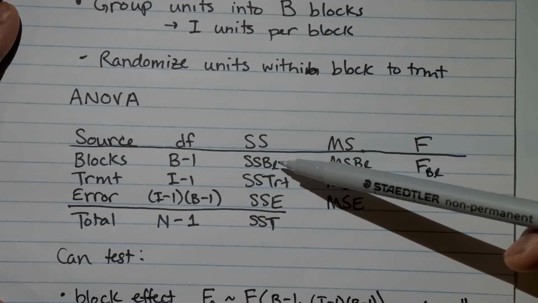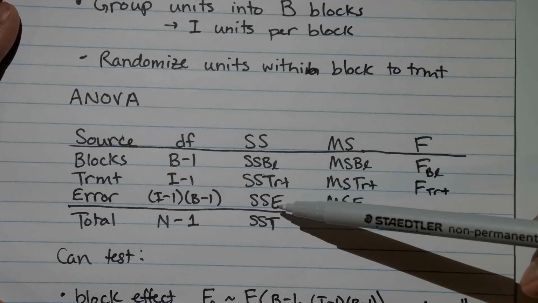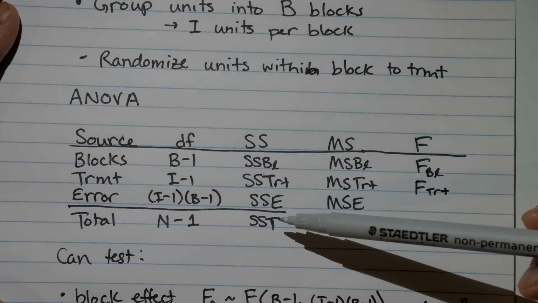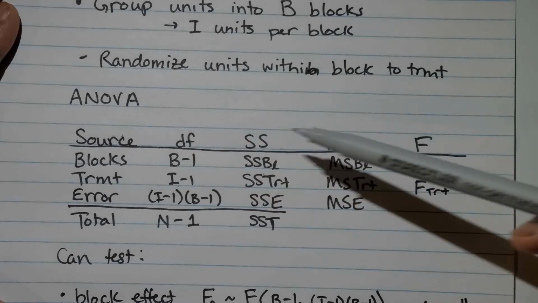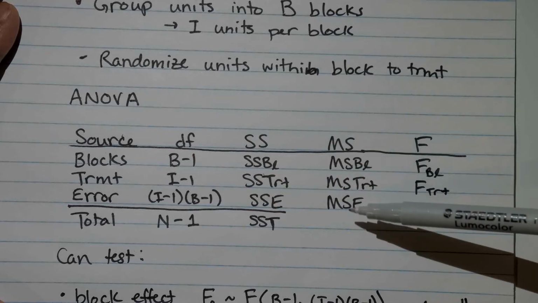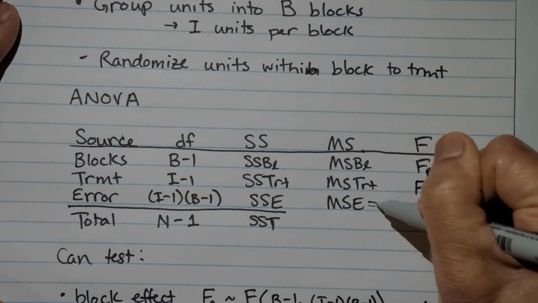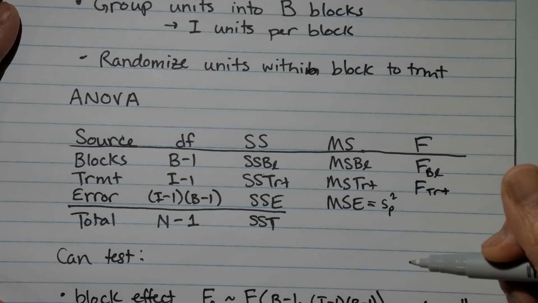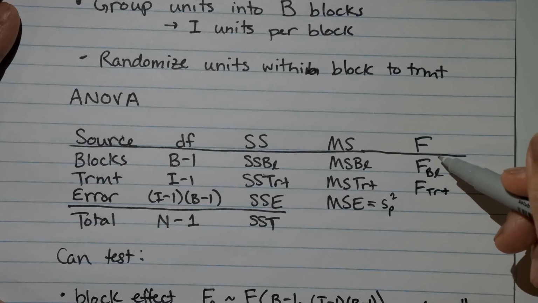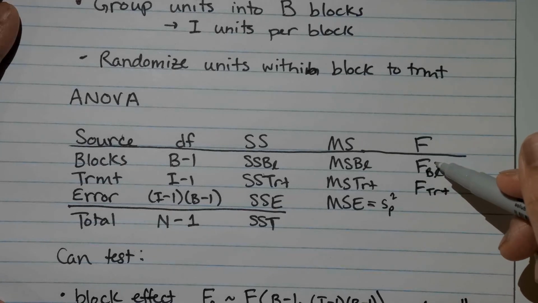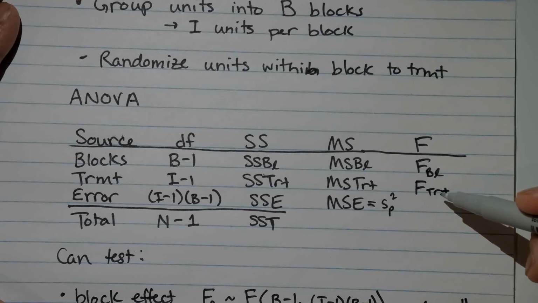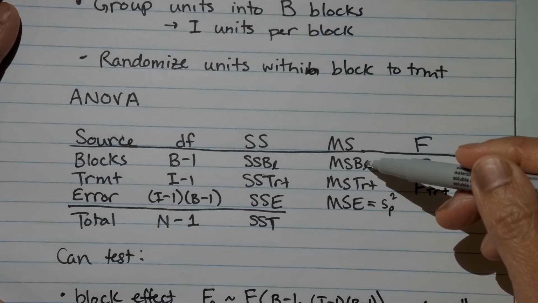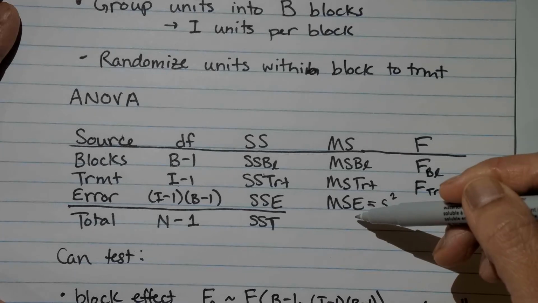So then we can also calculate our sum of squares block, treatment, and error. Those should sum up to our sum of squares total. And just as before, sum of squares over degrees of freedom gives us our mean squares. Our mean square error is our pooled estimate of variance. And then for our F statistics, there's one for the blocks and one for the treatment, and each of them looks at the corresponding mean square divided by the mean square error.